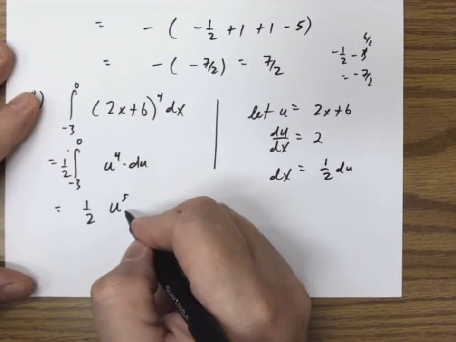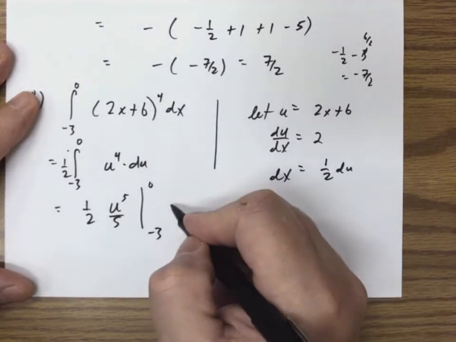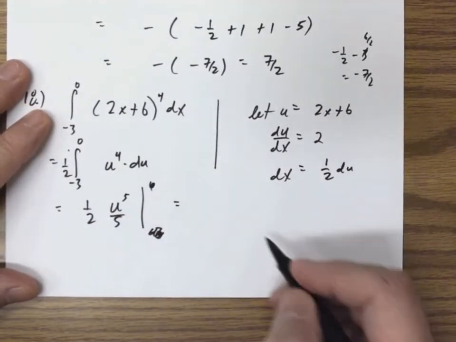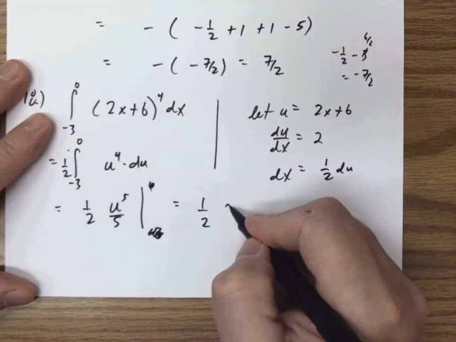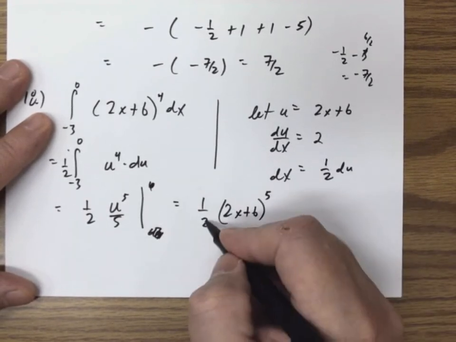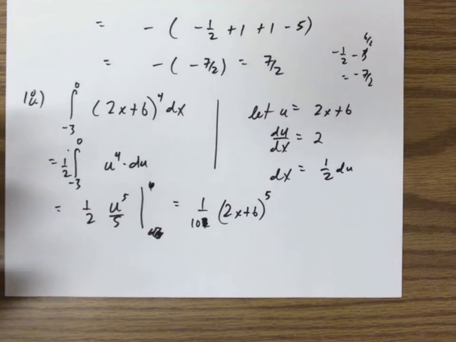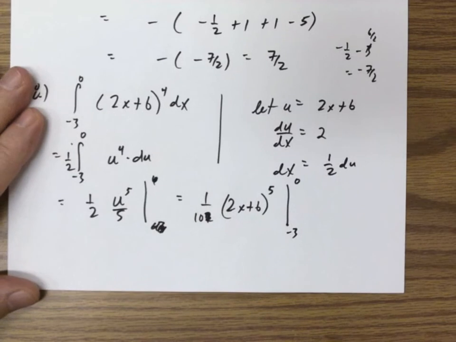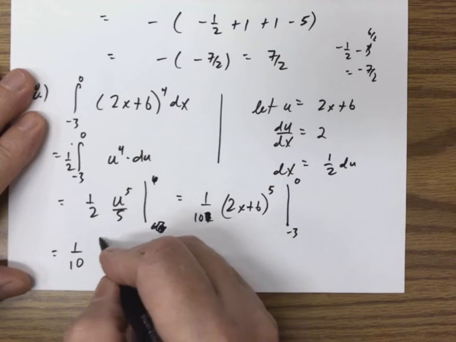Power rule, u to the 5th over 5. Switch the u back to x. It's 2x plus 6. 2 times 5 is 10. So 1/10 times 2x plus 6 raised to the 5th power, and now I can put my numbers in here. 1/10 stays out front.